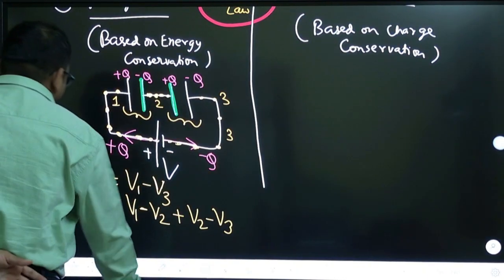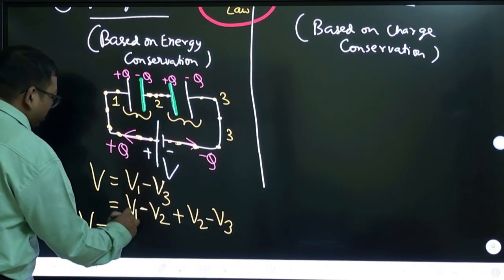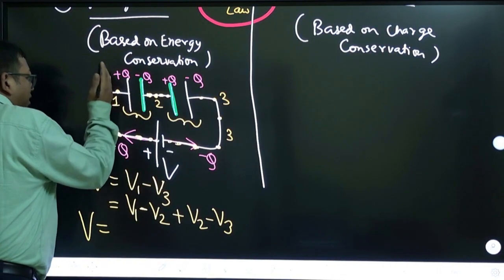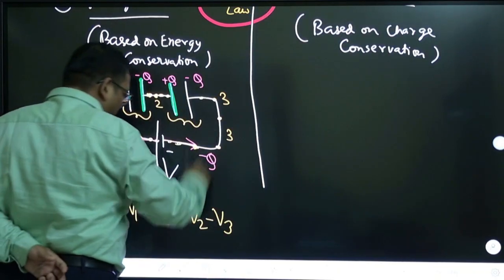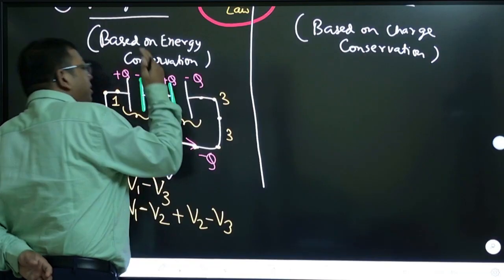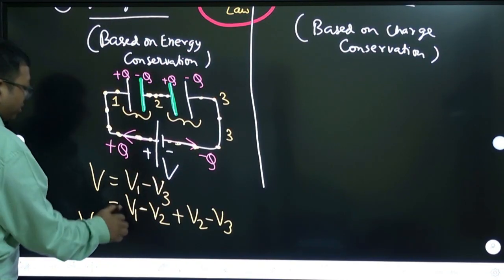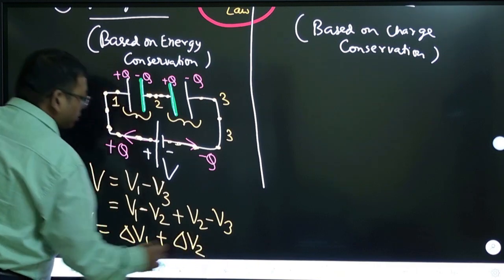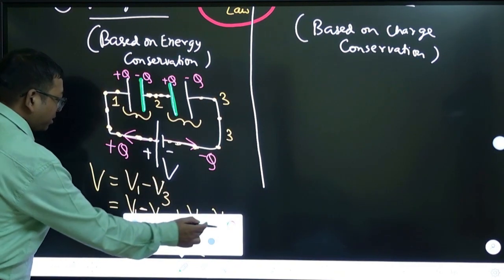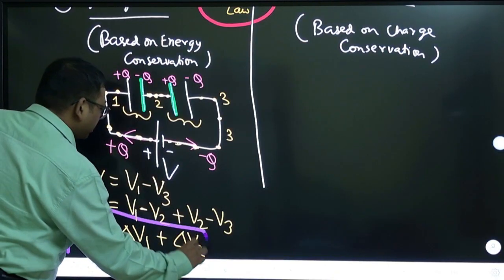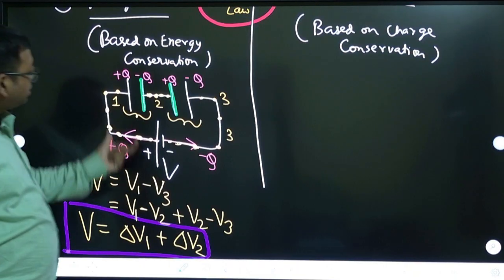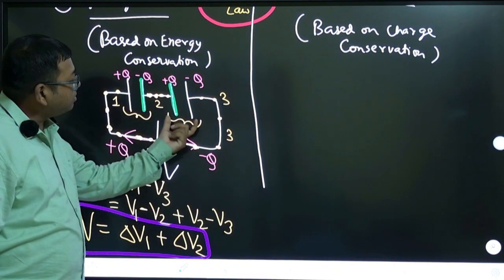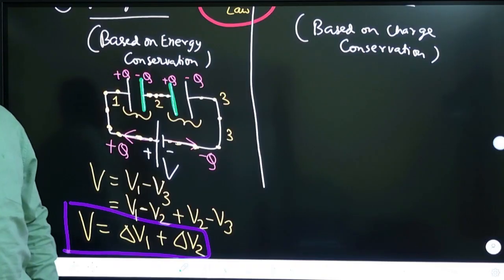Now we have to understand that V1 minus V2 is potential of this minus potential of this. Note that it is left side plate minus right side plate. Similarly here, V2 minus V3 is potential of this left plate minus potential of the right plate. You can call this delta V1 and you can call this delta V2. So now this is an important concept coming here, that the total potential difference which you have applied by the battery is equal to the sum of this potential difference plus this potential difference. Are you understanding?